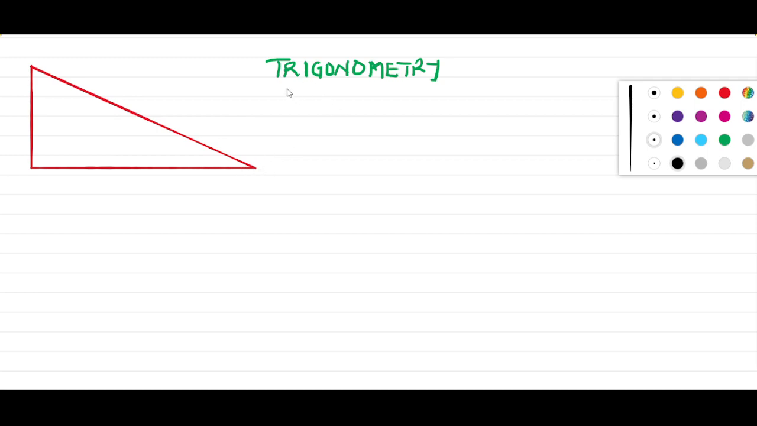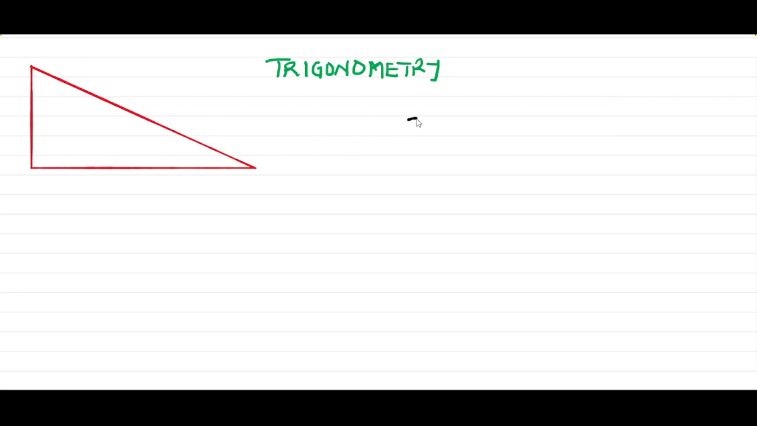Here we are going to start with the basic introduction to trigonometry. First, let's see. Trigonometry is the study of the properties of triangles. Here what we have with us is a right angle triangle. So this part is angle 90.